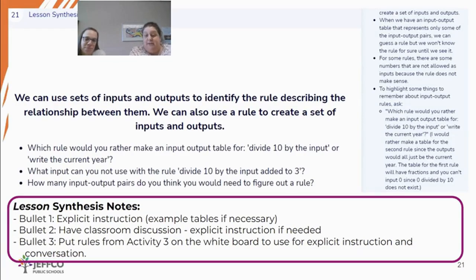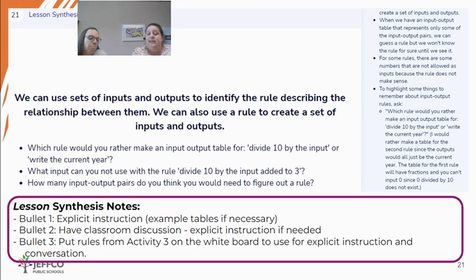Another piece that I wasn't familiar with is that there are 2 syntheses within a lesson. There's the activity synthesis and then the lesson synthesis. So looking at the lesson synthesis, we went bullet by bullet and decided how we are going to make this accessible to everyone and make sure that everyone understands what we've just done.